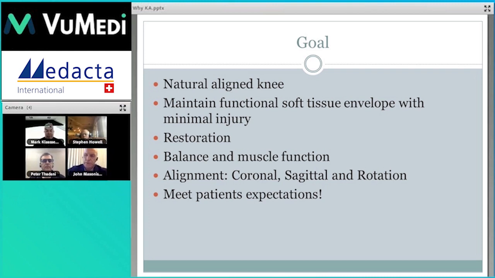Great. All right. Well, thank you. So as far as the session goes, we're going to have the three speakers complete their presentations. At the conclusion of those presentations, then we'll move on to some question and answer periods. So next up at this point would be addressing the question of how, and this is Dr. Peter Thadani. So Peter, we'd like to have you present your sequence for how you address kinematic alignment in your primary total knee.